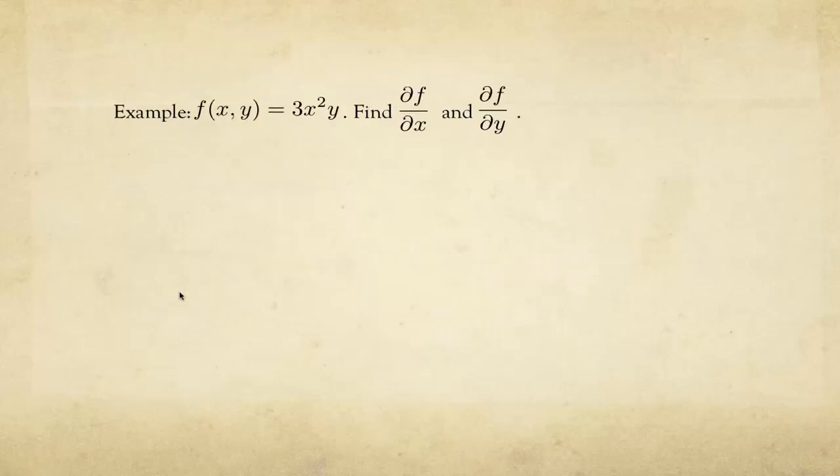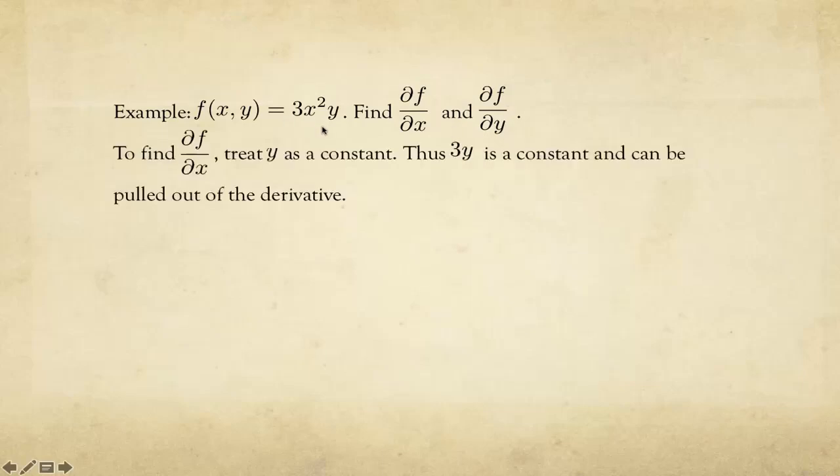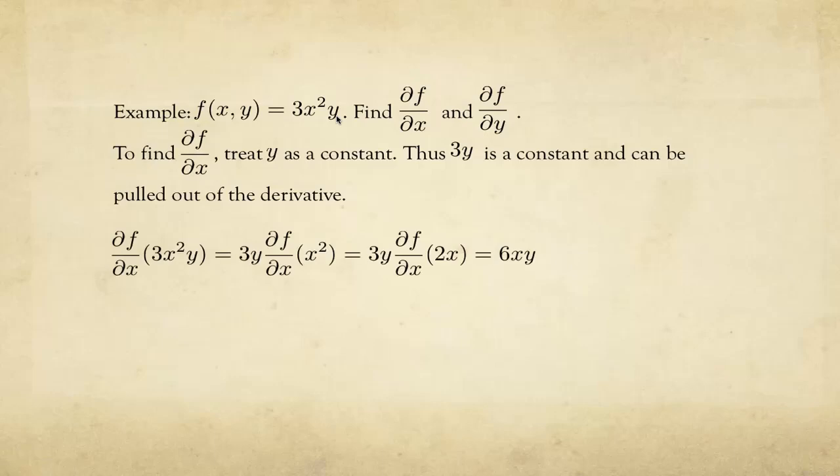Let's do an example. Here's a function of two variables, and we want to find the partial of f with respect to x and the partial of f with respect to y. To find df dx, we're treating y as if it's a constant. So that means 3 is a constant, and so is y. This is actually very easy. This is just calculus 1 again. If you have a constant, you can pull it outside of the derivative. It just stays there. Then we just differentiate x squared, which is just the power rule: x squared gives 2x. And so the answer is 6xy.